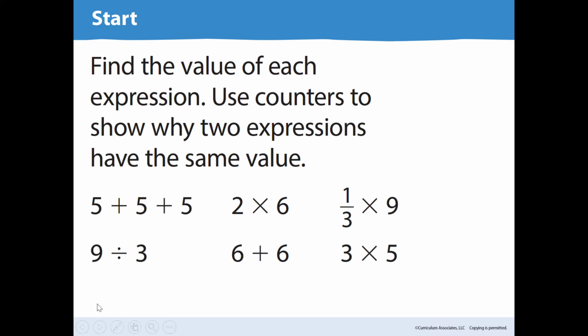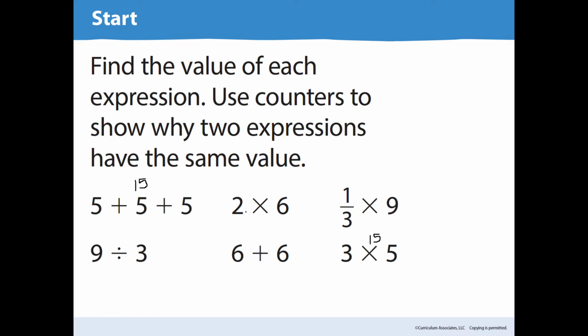All right, the first one that we have here is 5 plus 5 plus 5. And we know that 5 plus 5 plus 5 is 15. And the expression that goes with this, if we're adding 5 plus 5 plus 5, that's 3 groups of 5. So the one that goes with it is this one right here, 3 times 5, which is also 15. So 5 plus 5 plus 5 goes with 3 times 5.